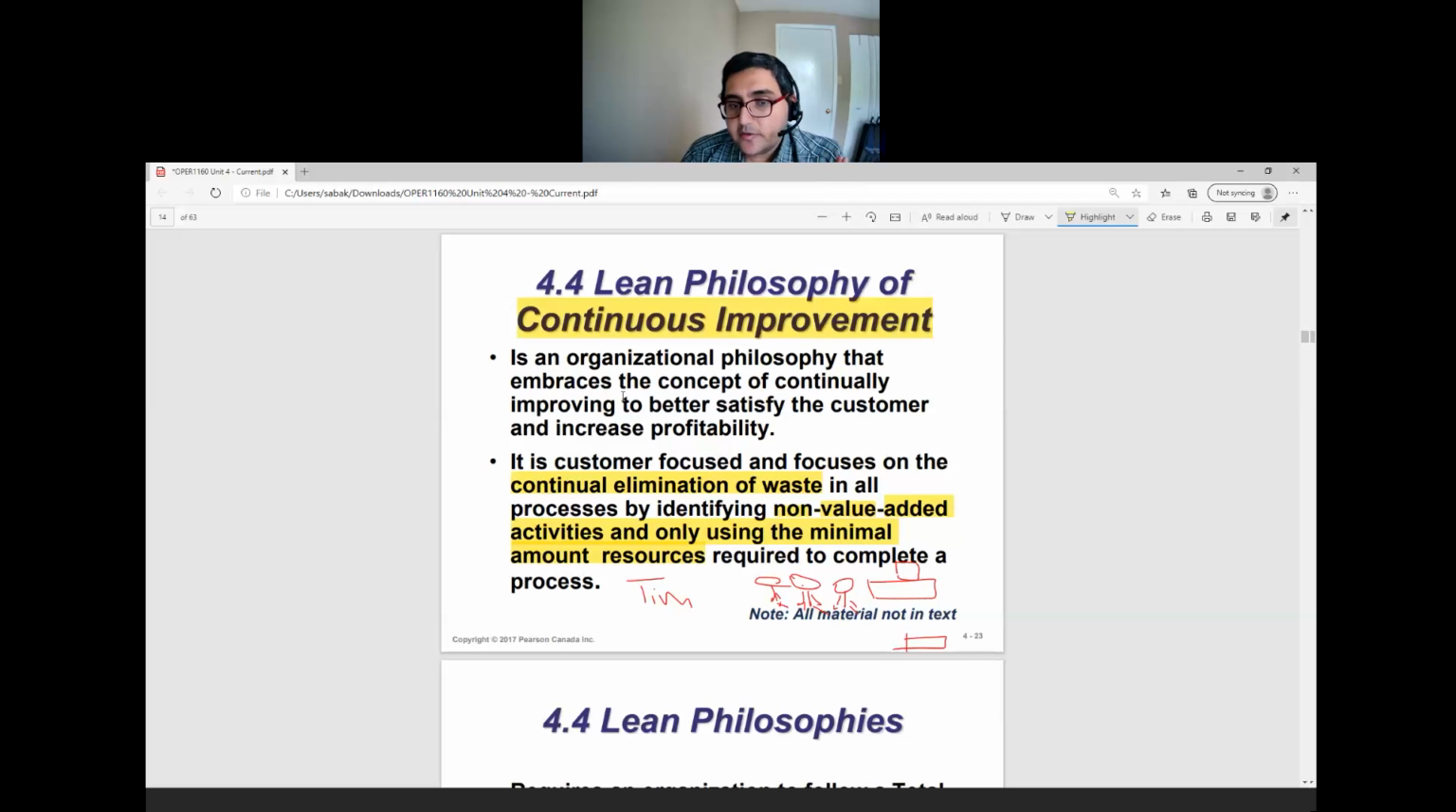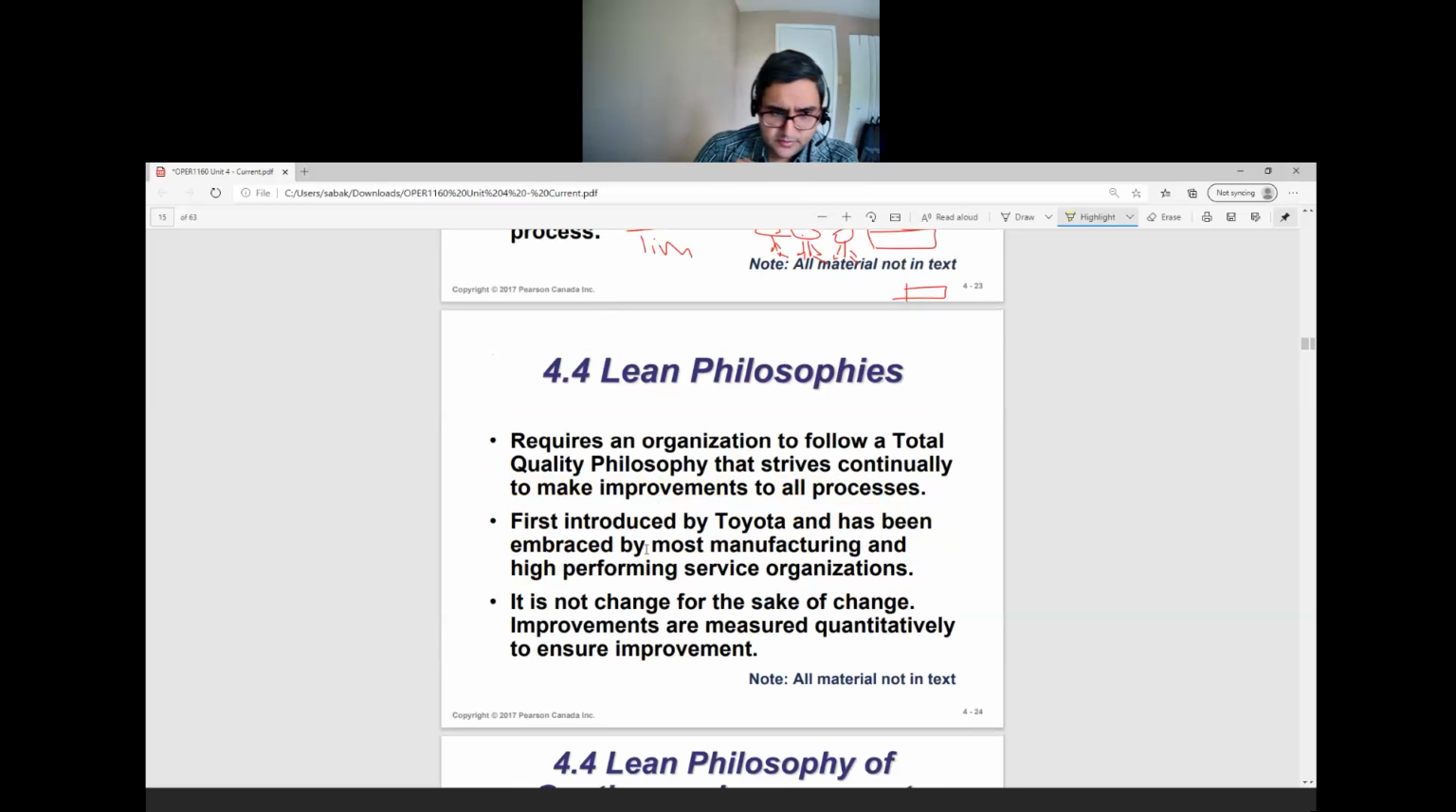And always the focus is to identify the waste and remove all non-value added activity. The best example of non-value added activity is waiting in a queue, and using the minimal resources to provide the service. Now, it's also not there in the textbook. If you want to incorporate lean philosophy, it requires an organization to follow a mindset to make continuous improvement to all the processes. Only when such thinking comes in, that's when the lean philosophy works.